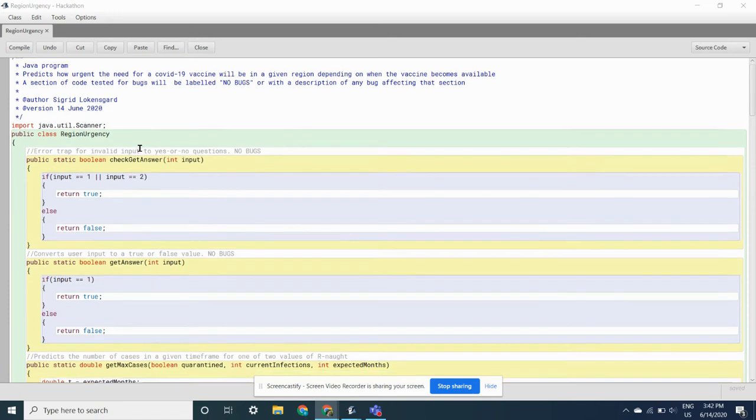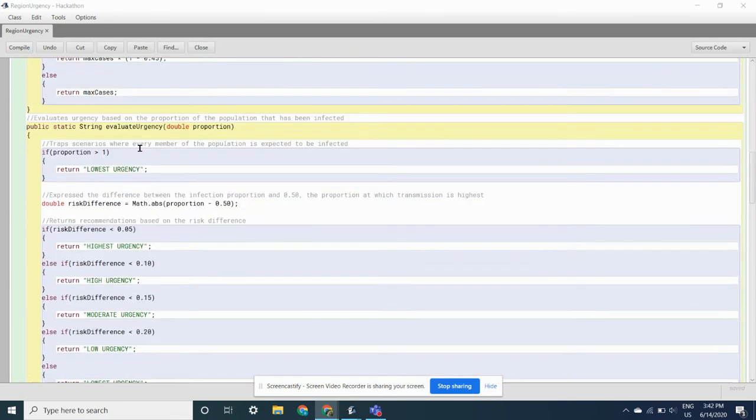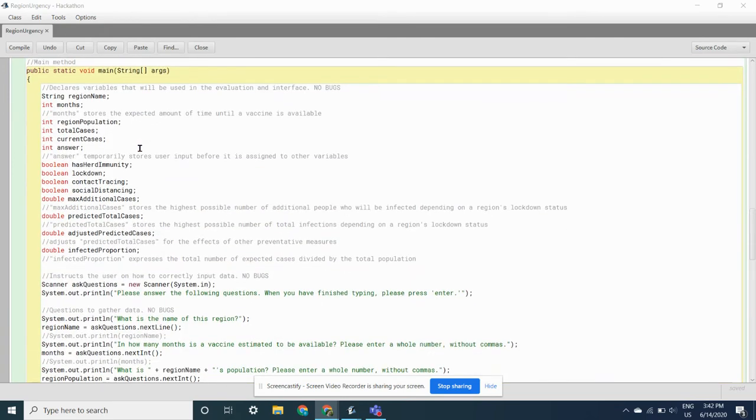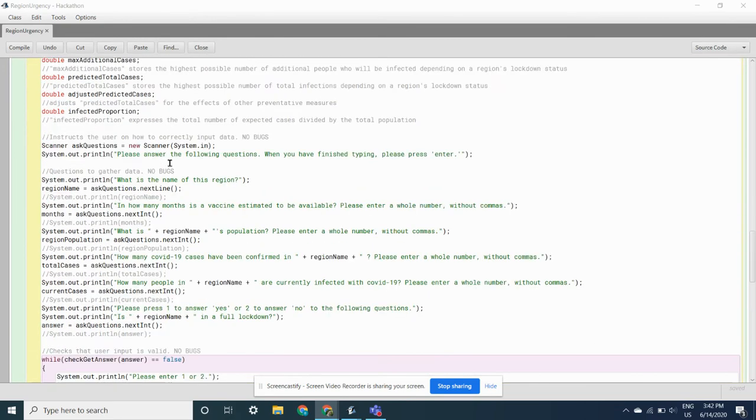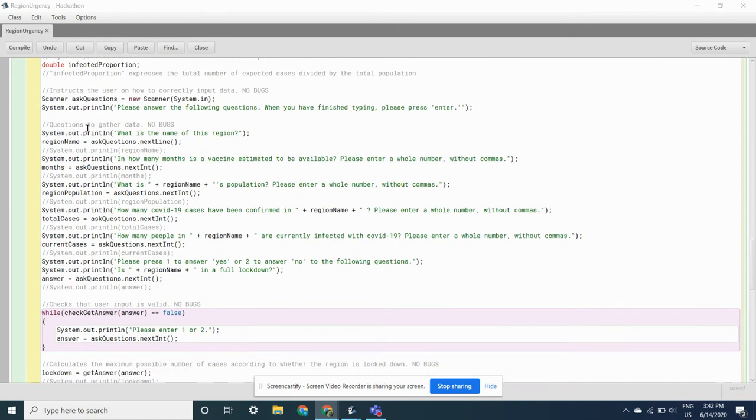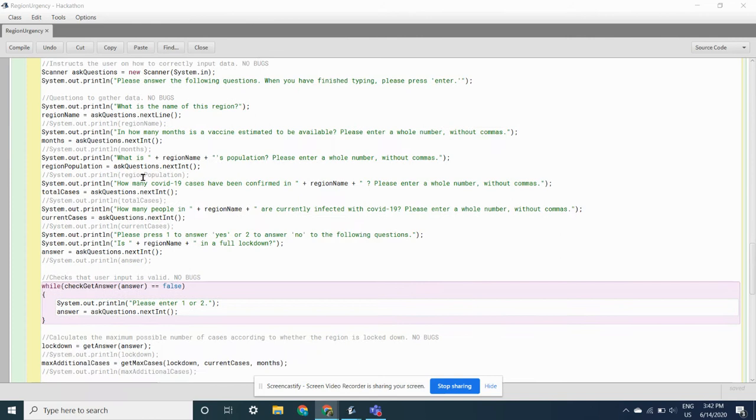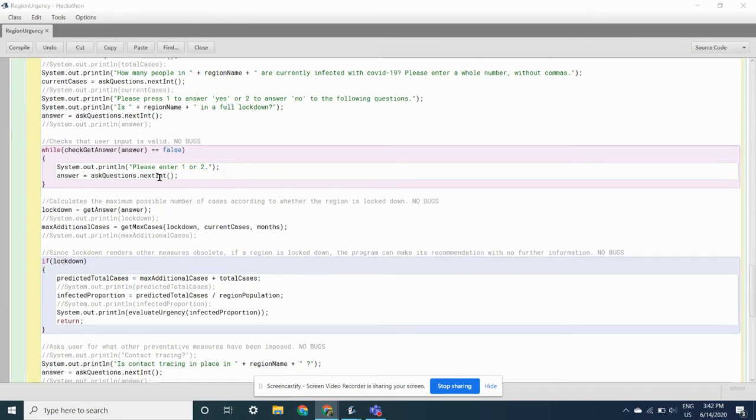So, for looking at the main method here, I did code this in Java. I start by declaring my variables, but this section of code here gathers user input on what is currently known about the region so that the program can make its calculations.